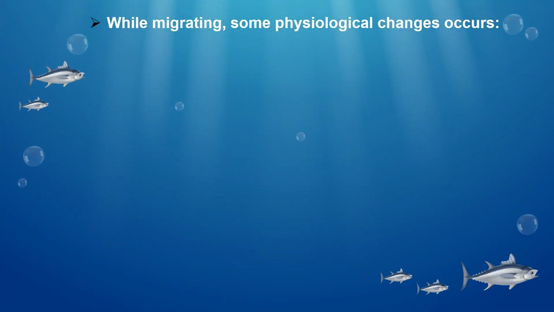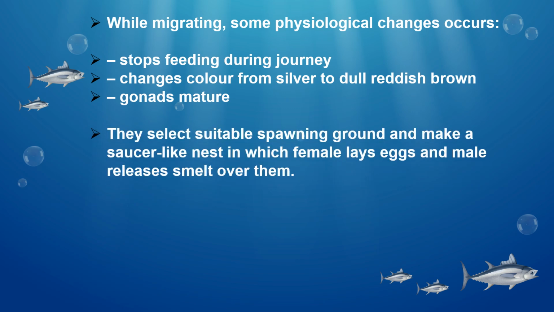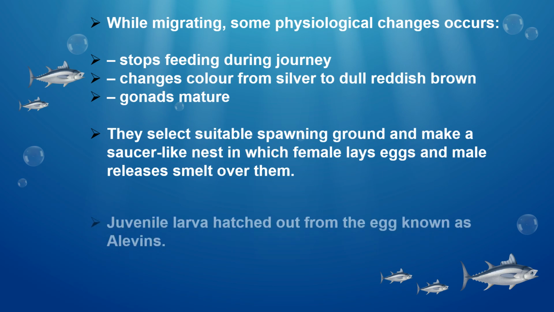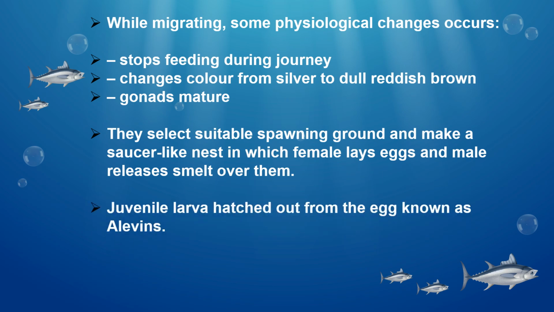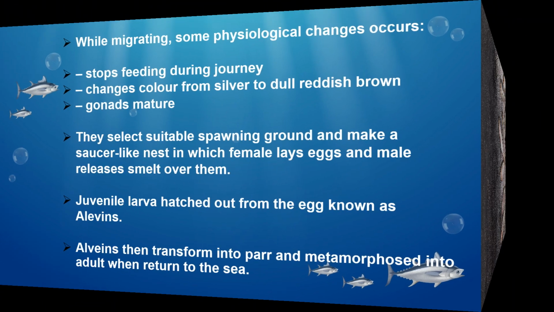While migrating, some physiological changes occur in the fishes, like they stop feeding during journey, change of color from silver to dull reddish brown is seen, gonads mature in these fishes, and they select suitable spawning ground and make a saucer-like nest in which female lays eggs and male releases smelt over them. Juvenile larva hatched out from the egg is known as alevins. Alevins then transform into parr and metamorphose into adult when returned to the sea.